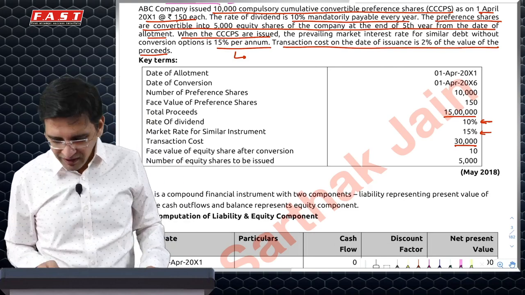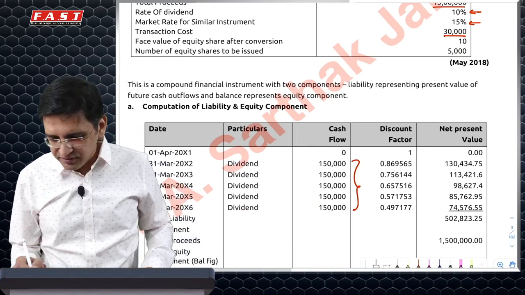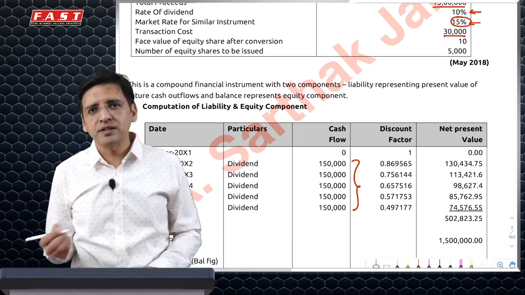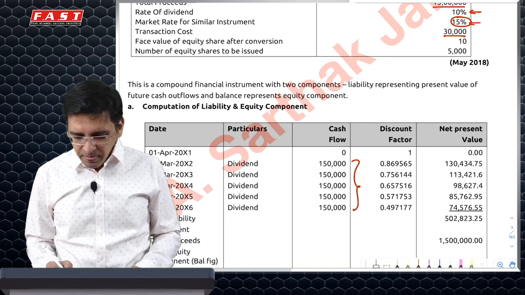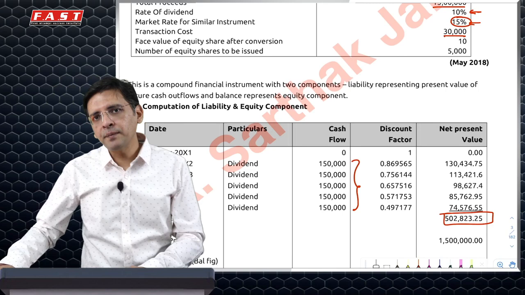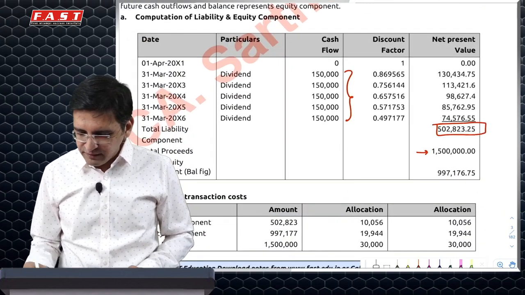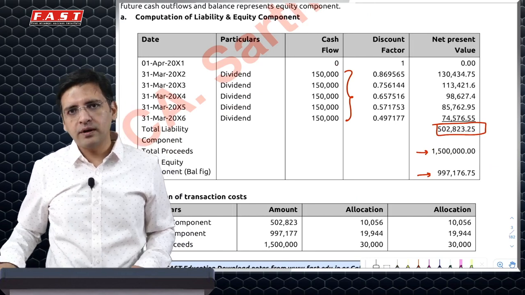In this case, it will be 1,50,000 for 5 years. You will take the annuity factor, discounting at the market rate of interest of 15%, and get the present value, which will come to 5,02,823. Whereas you have actually received 15 lakh, the difference basically would be for the equity component.